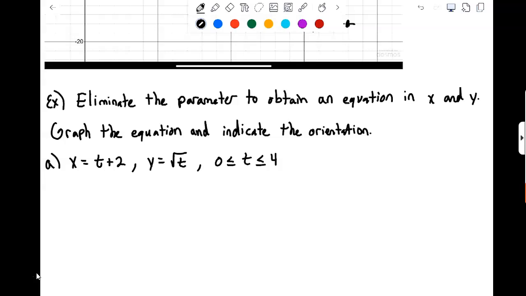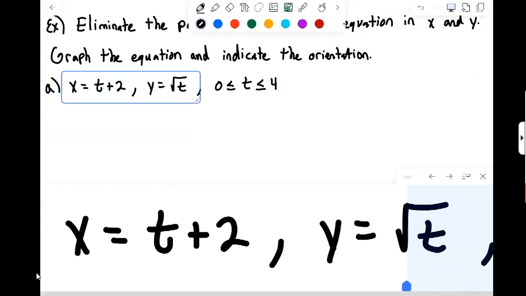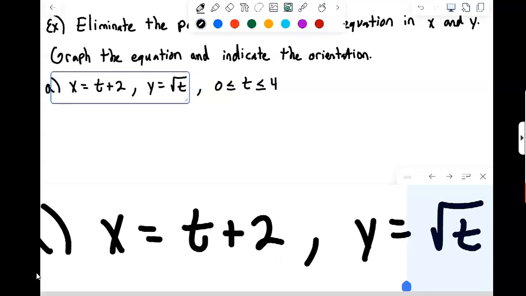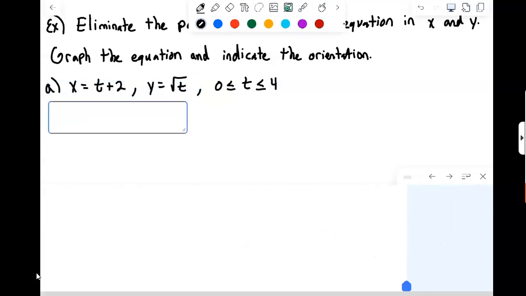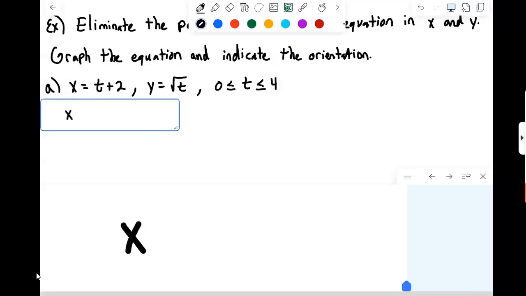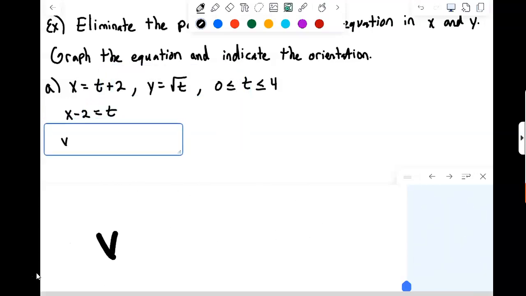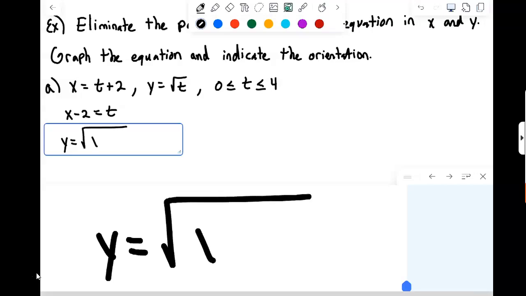So the simplest way to eliminate the parameter is when you can easily solve for the parameter in one of your two functions here. So here I can easily solve for t in that first equation, x equals t plus 2, by simply bringing the 2 over and getting x minus 2 is equal to t. And then I can go to my other equation and express y now as the square root of x minus 2.